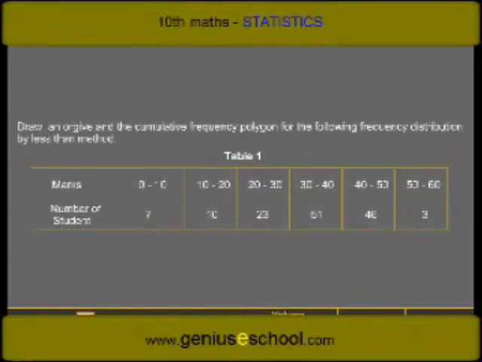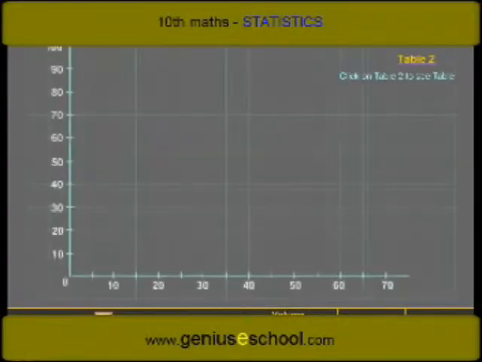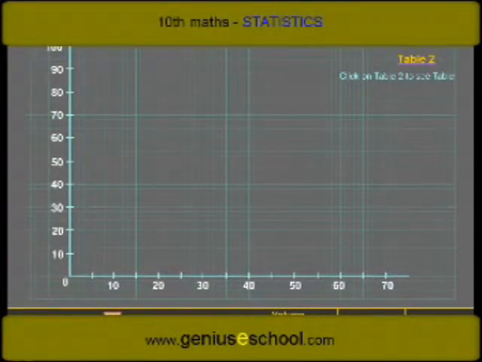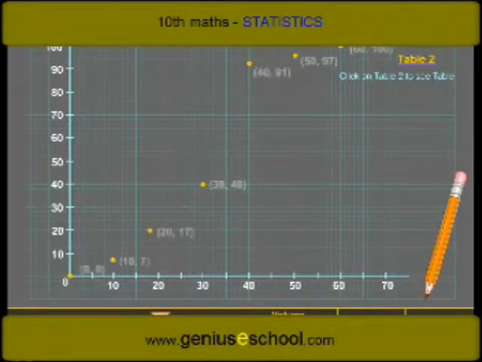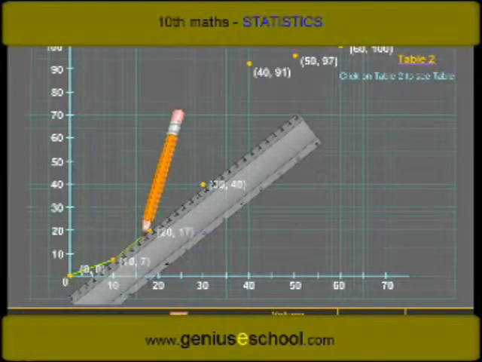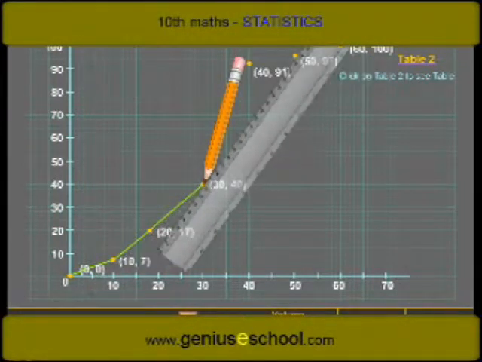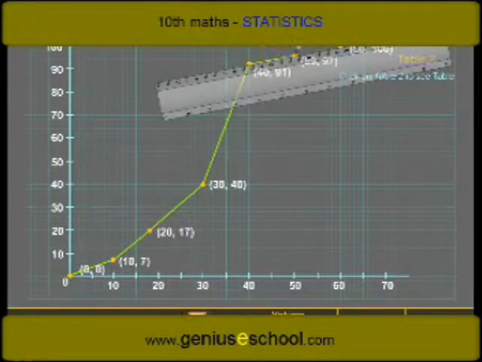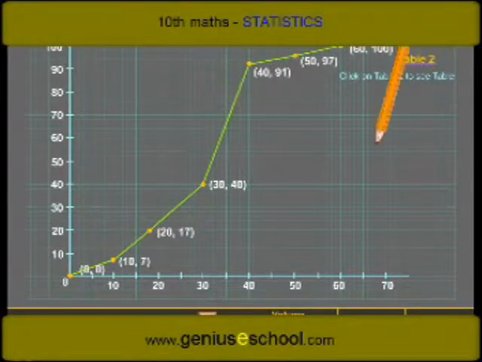Table 1. We first prepare the cumulative frequency distribution table by less than method as shown in table 2. Now, we plot the points (0, 0), (10, 7), (20, 17), (30, 40), (40, 91), (50, 97) and (60, 100). Now we join the plotted points by line segments as shown in the figure.